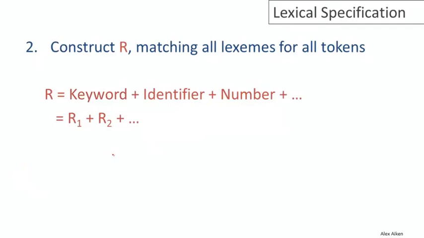Now, as a second step, we're going to construct a gigantic regular expression which just matches all the lexemes for all the tokens. This is just the union of all the regular expressions that we wrote down on the previous slide. We just take the union of all those regular expressions, and that forms the lexical specification of the language. We'll write this out. We don't really care what these regular expressions are, but they're just some set R1, R2, and so on, and the whole thing we're going to call R.